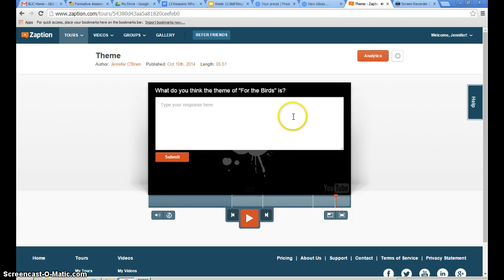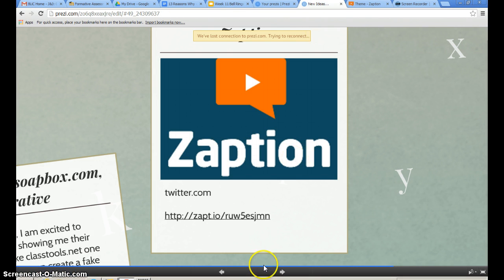Okay, and then at the end I have them answer, what is For the Birds? And I can go through and look to see what their responses are. So that is Zaption.